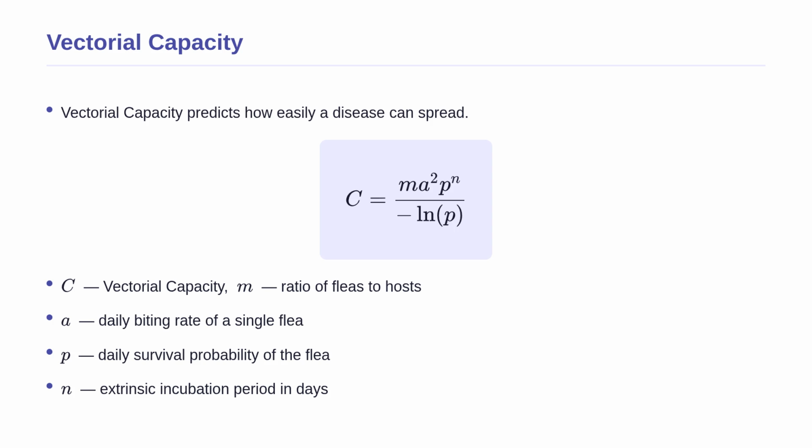Physically, if the flea density M, or biting rate A, increases, the disease spreads much faster. Conversely, if survival rate P decreases due to insecticides, the capacity drops dramatically.